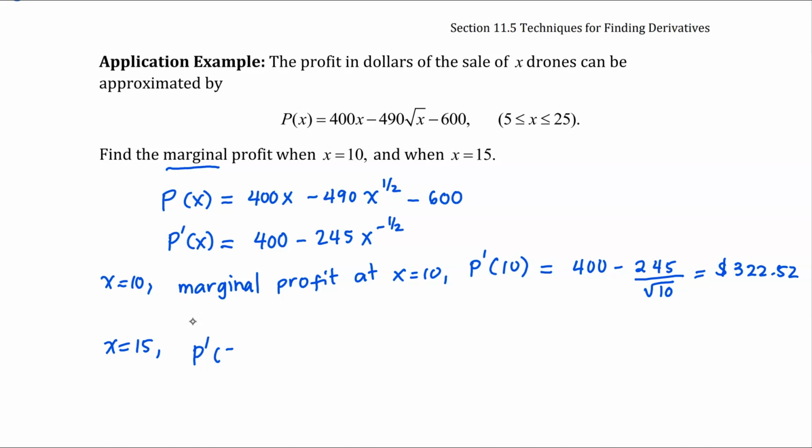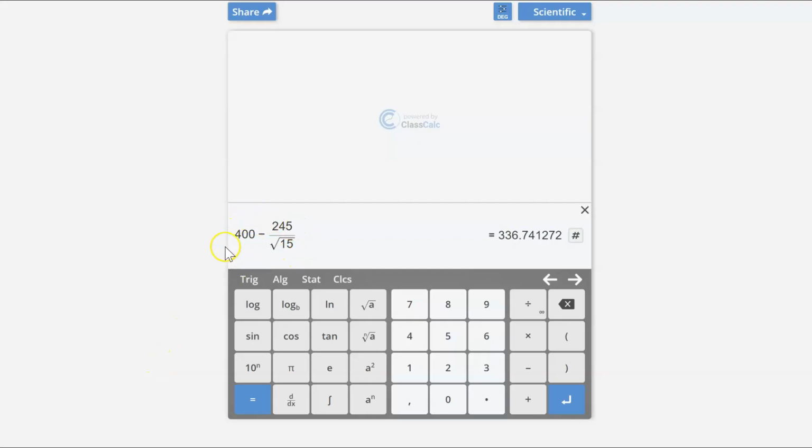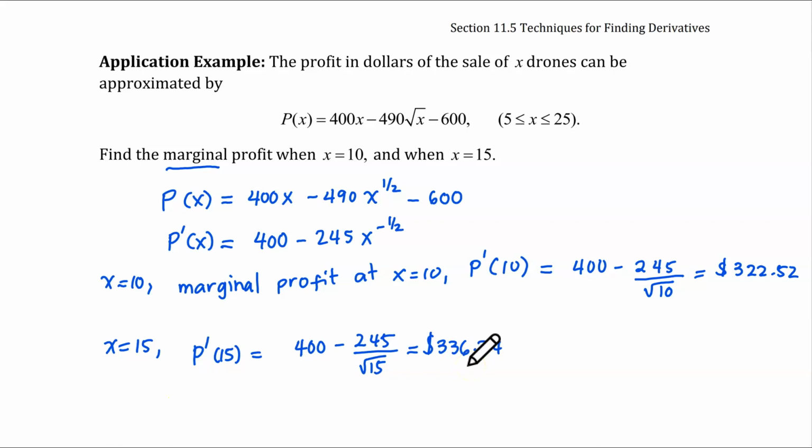P prime of 15 is equal to 400 minus 245 divided by the square root of 15. Then plugging into your calculator, we have $336.74. So this implies that the next unit sold will produce an additional profit of about $336.74.